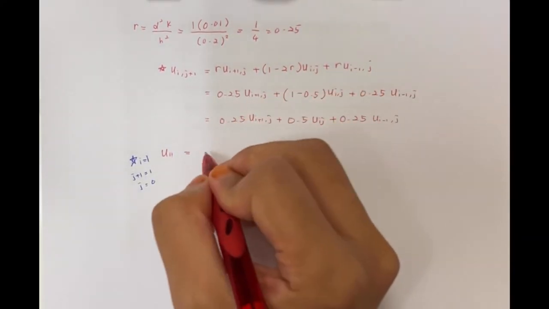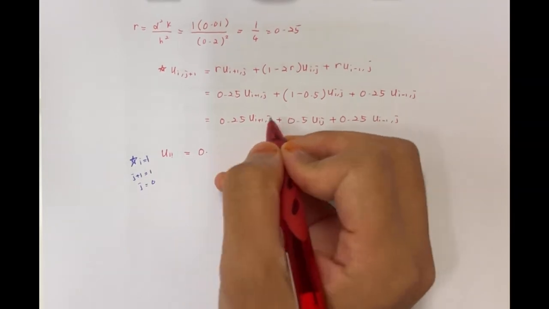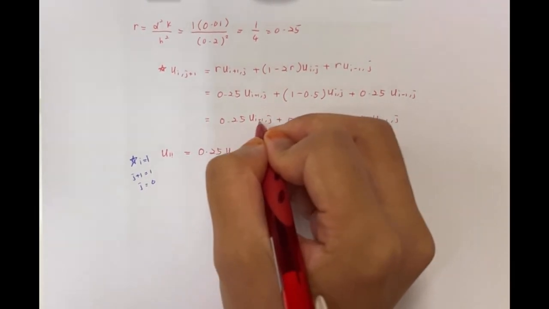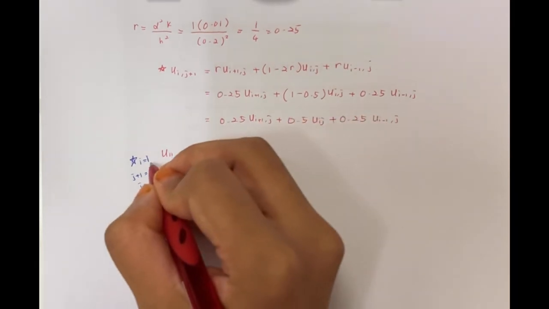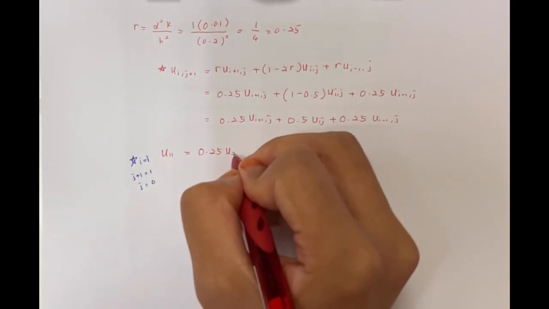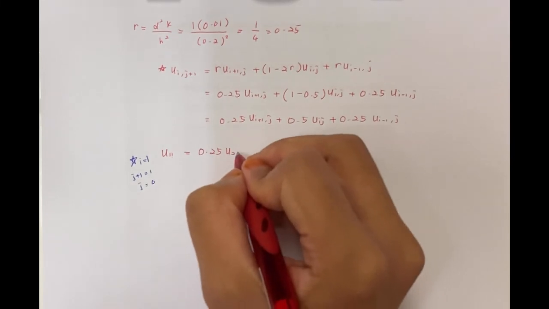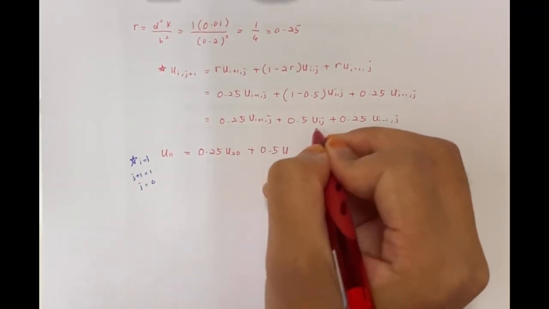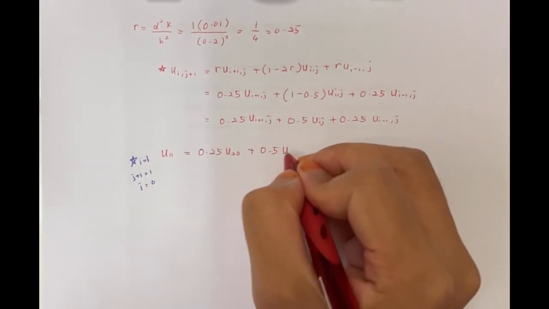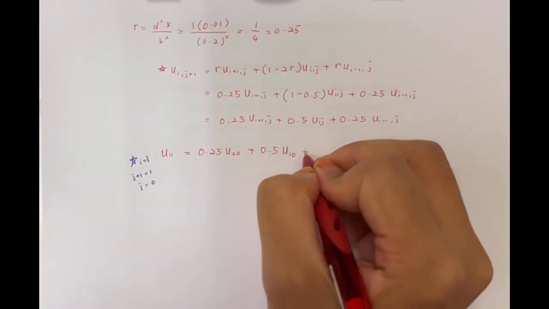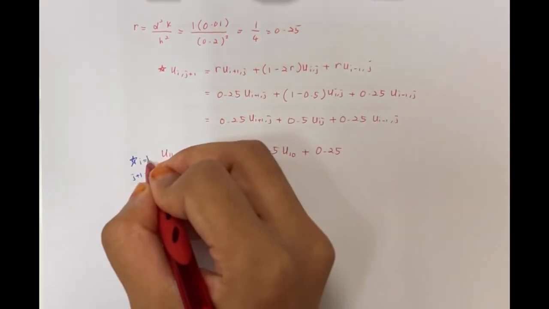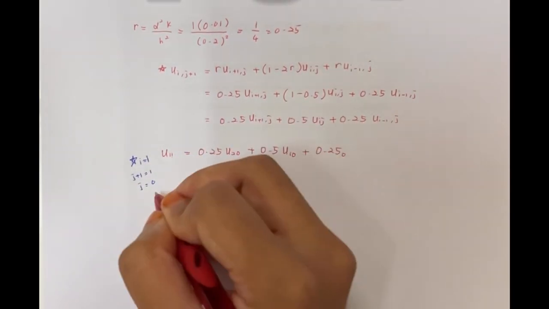When you substitute the values of i and j, you have 0.25 u(i+1, j): i is 1, so 1 plus 1 is 2, j is 0, so u20. Plus 0.5 u(i,j), i is 1, j is 0. Plus 0.25 u(i-1, j): i is 1 minus 1 is 0, j is equal to 0.